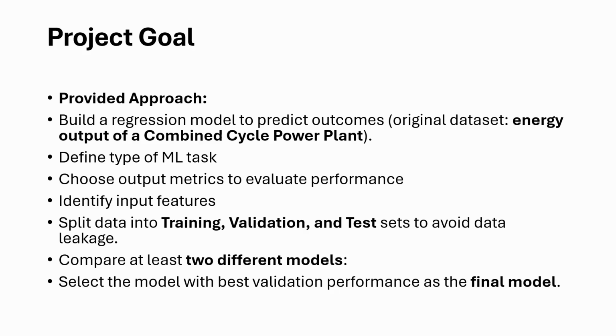The first step as given to us was to define the type of task. Since the outcome we're predicting, in this case, was the energy output in megawatts, that is a continuous number. This is a regression problem. Then it instructed us to choose performance metrics to evaluate the model. The ones that are typically used for this type of model are mean absolute error, root mean squared error, and R squared, which are explained later.